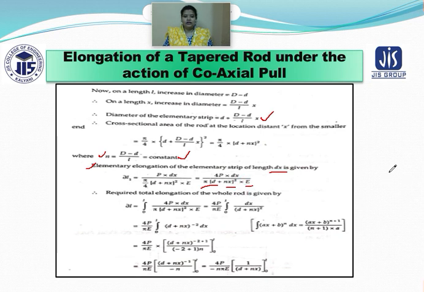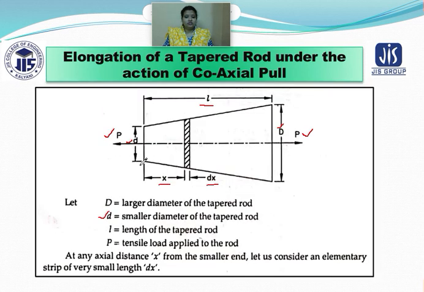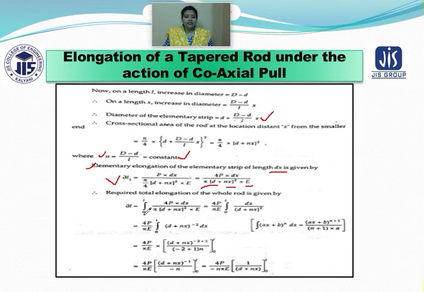So this is the formula that has been given for change in length due to coaxial pull in a taper rod, and you have calculated the change in length for a particular elementary strip. But if you need the total elongation for the entire taper rod, this change in length has to be integrated with the length from 0 to L, because the taper bar's initial length is 0 and the completed length is L. So you have to integrate it, and that has been done here.